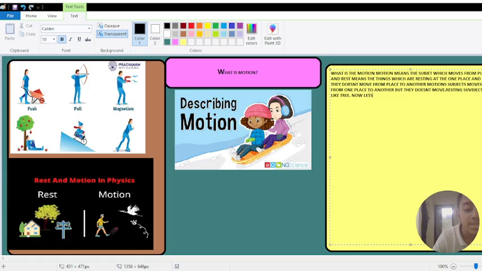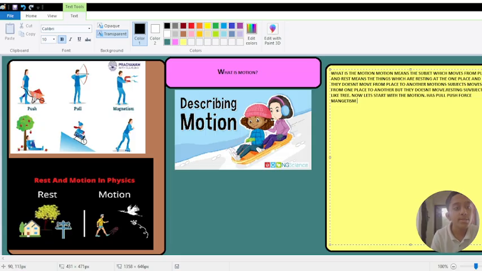Now let's start with motion. Motion has pull, push, force, magnetism. This is all that motion has. There are some more, but I am explaining the basic and main parts of motion, where motion gets developed.